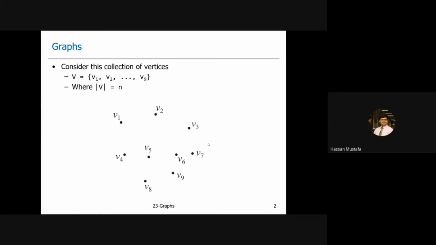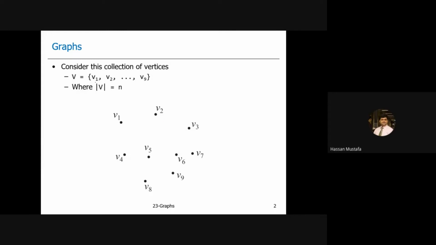So, first of all, consider this collection of vertices. What we call a vertex, let's just focus on that point first, that what are we representing here. This vertex can be a city, and these are multiple cities of a country maybe, or maybe these vertices represent different countries. Similarly, these vertices can represent different people, different persons. Maybe these vertices represent different subjects that you are studying in your undergraduate degree.